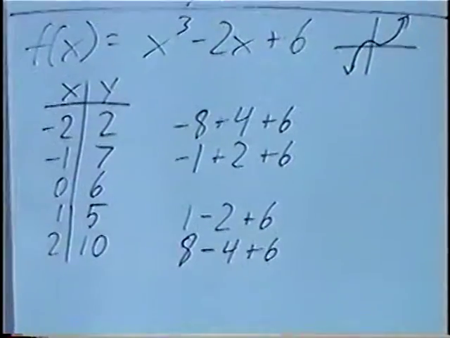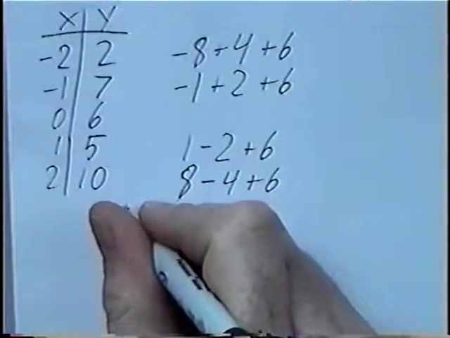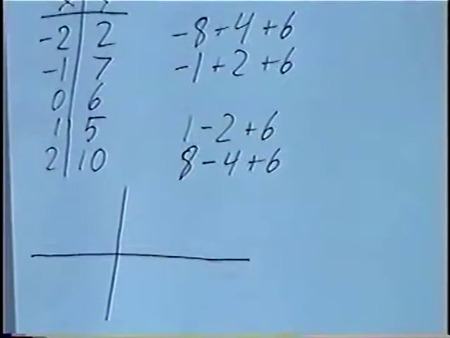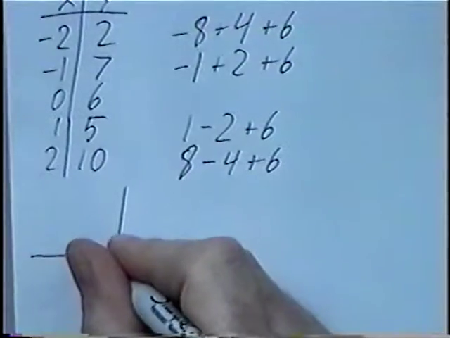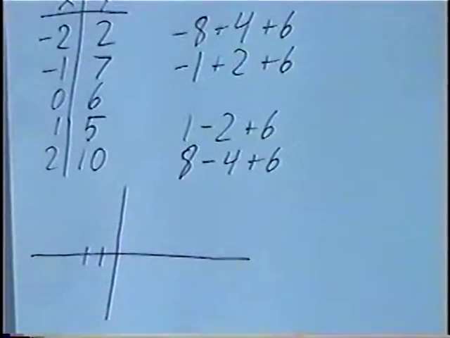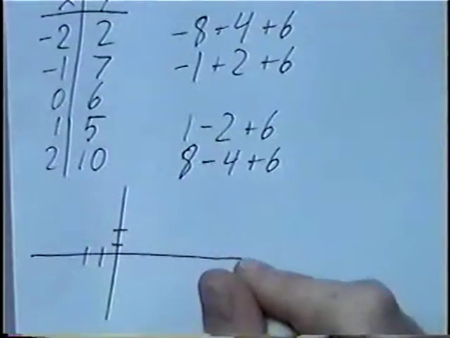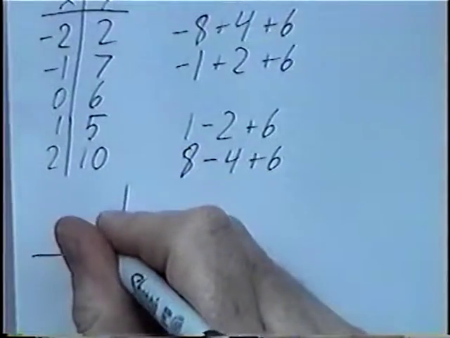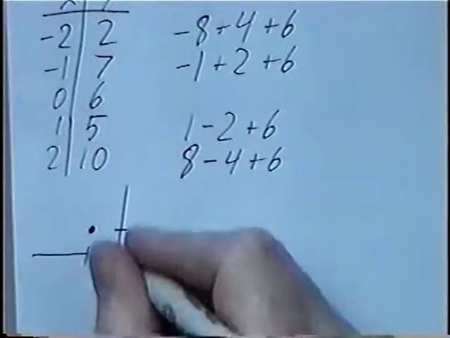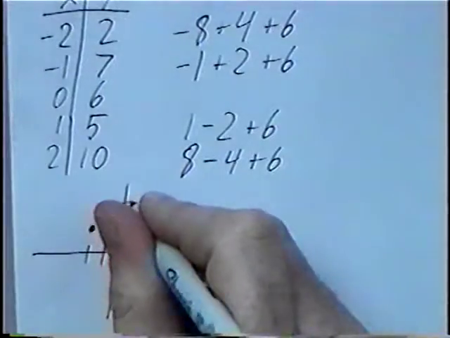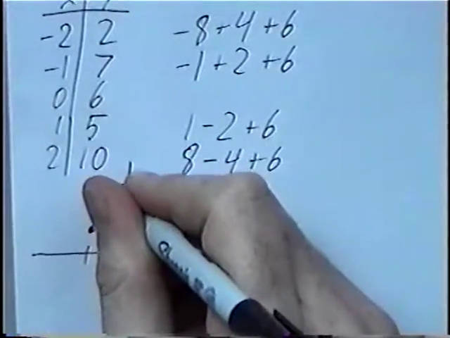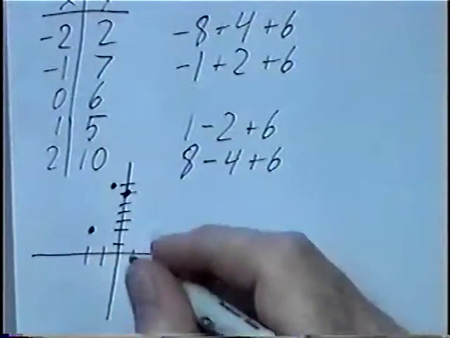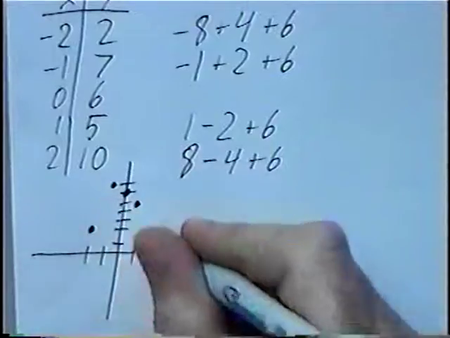Taking these 5 values now, we can graph them on an xy axis to get the graph for the function. The first point that we have is -2 and +2. Second point is -1 and 7. And 0, 6, 1, 5, and 2, 10.